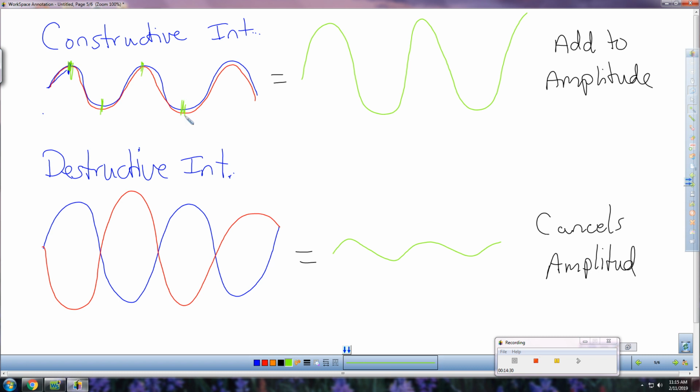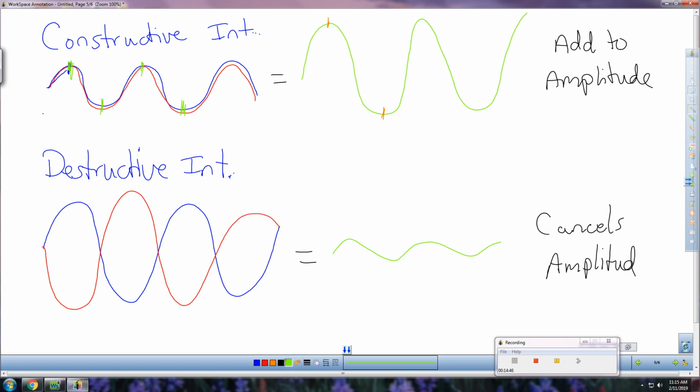Because they're lined up, they're in unison or sync with each other, you're going to end up with a wave that has a bigger amplitude and a bigger trough, and it makes it double the size that it originally was, or triple depending on how they're adding up.